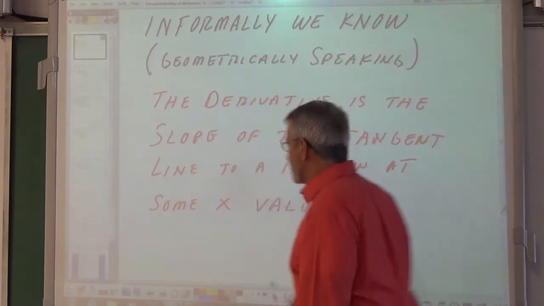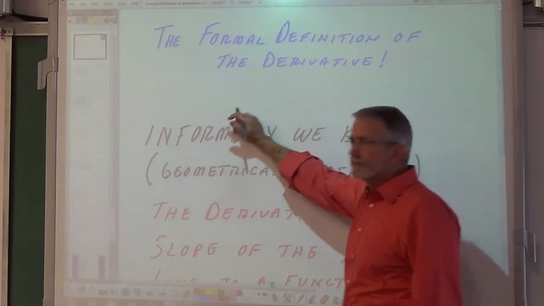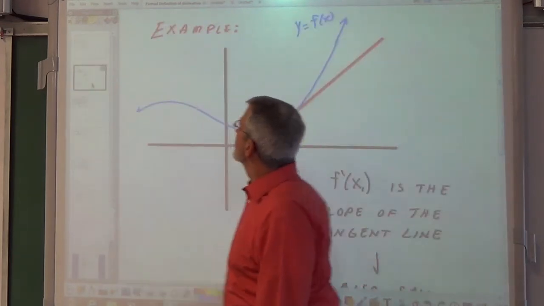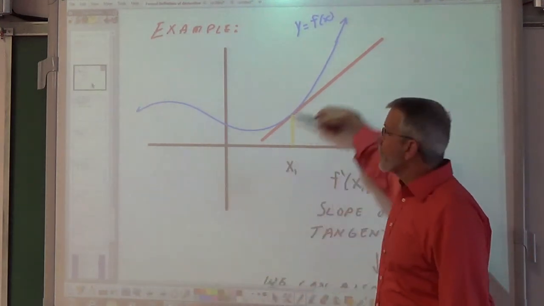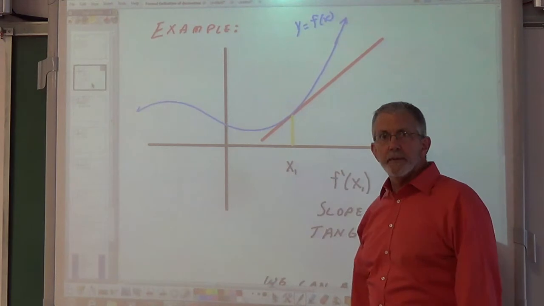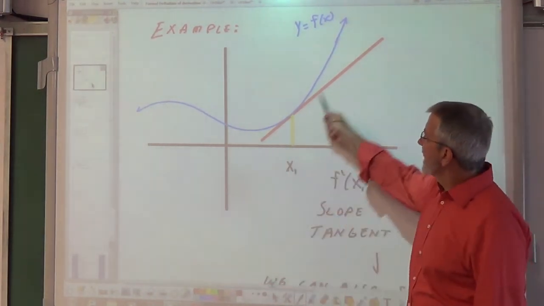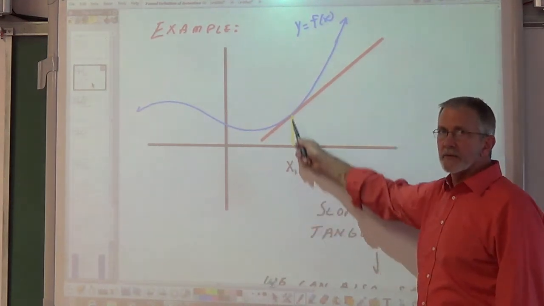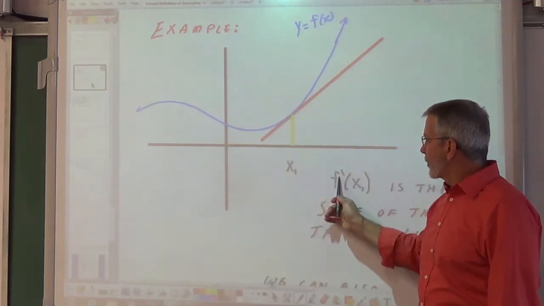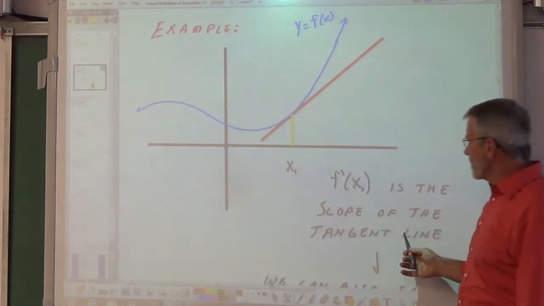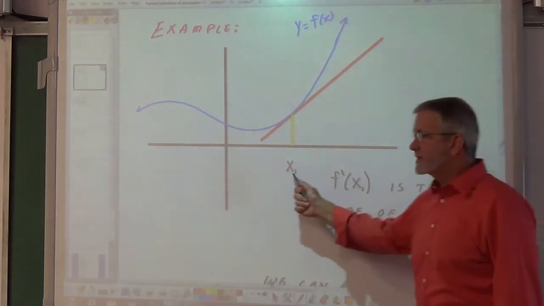What we have not discussed, and we are going to discuss, and it's important that we look at, is the formal definition. So, what we know so far is that given a particular function, an arbitrary function in the purple there, the derivative is defined to be the slope of this tangent line at some x value. So consider x of 1 right there.